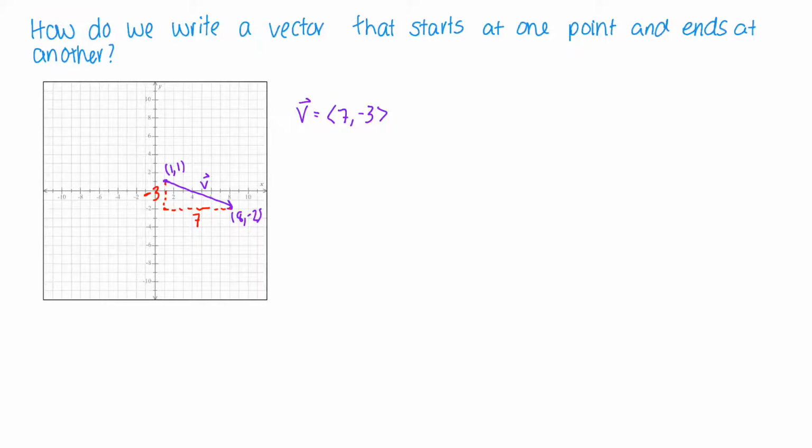But there has to be a faster way to do this, right? We shouldn't have to draw a vector in the plane every time we want to figure out what its component form is. And indeed, there is a way to do this. So let's look at the horizontal component first. We began at 1 and ended at 8. 7 is the distance. Let's make it a bit more generic, let's say that it starts at the point (x1, y1) and ends at the point (x2, y2). It looks like 7 is the difference between where it ended and where it began, right? 8 minus 1 is 7.